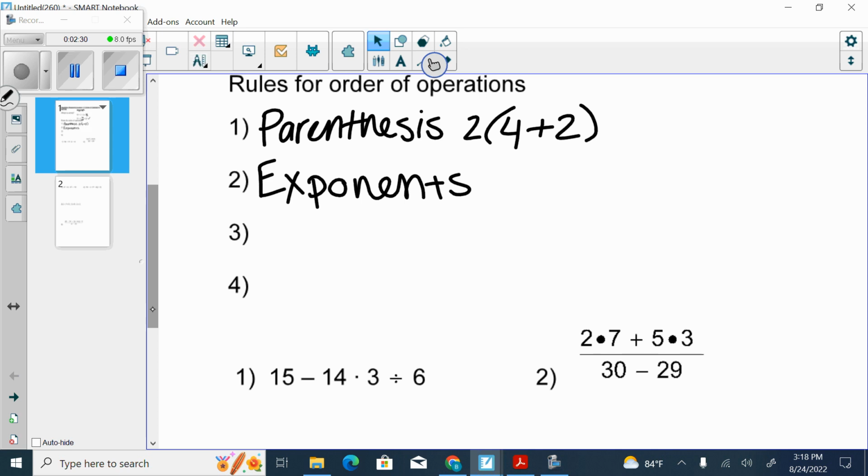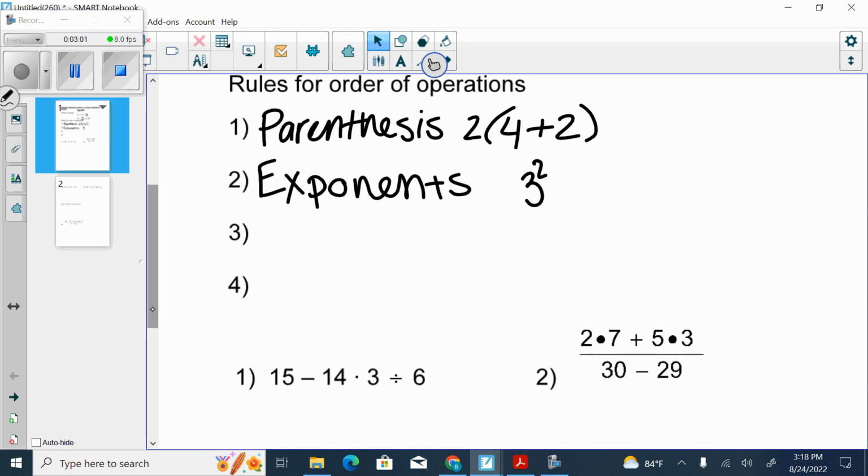And what is an exponent? A little tiny number. Yeah. So maybe I have 3 squared, right? That little 2 up there is an exponent, right? An exponent just means we multiply whatever the base is times itself that many times. So here we would be multiplying 3 times itself. Okay. All right.